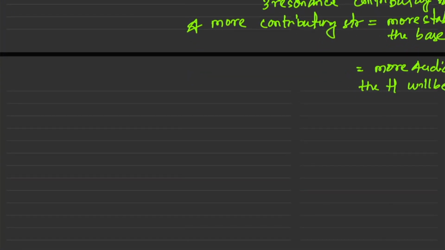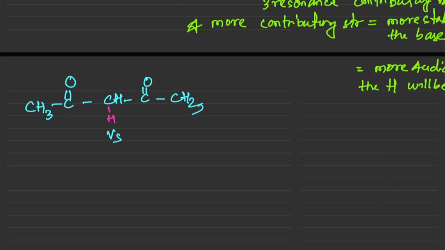All right, let's draw a couple more things. Let's do one more example. Let's say we got this CH3 CO CH CO CH3, with a hydrogen here, versus, this hydrogen versus, I'm going to do something like this.